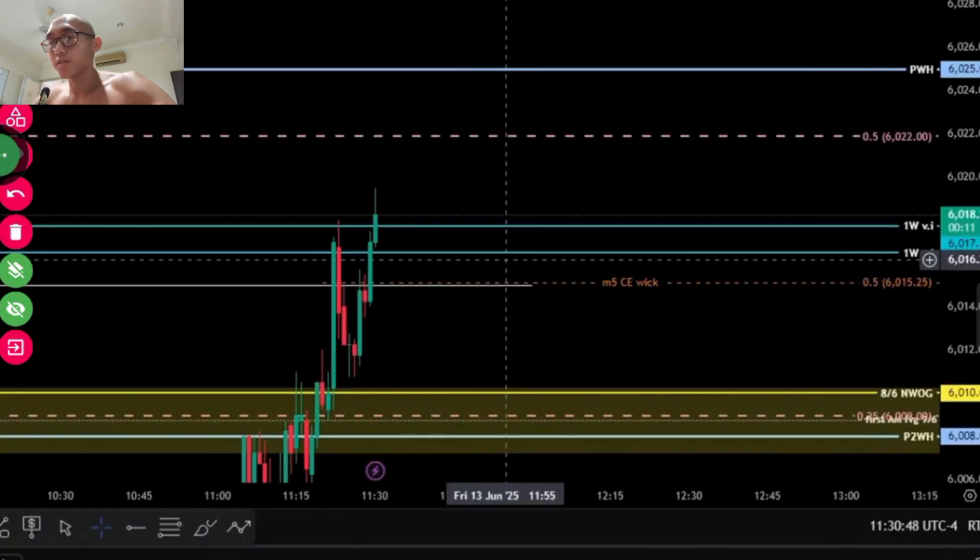How did my trade go? Looking here, definitely a good long, aiming for here as the draw on liquidity. But remember, always 5 handles. So 6010 to 6022 offers 10 handles, so 5 handles can be easily taken there.